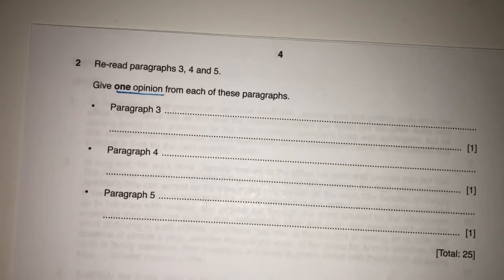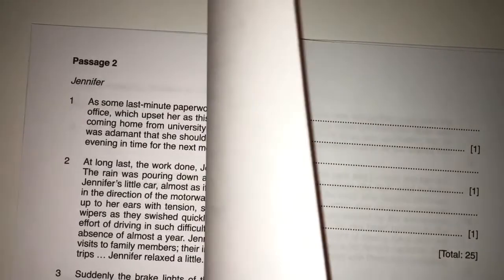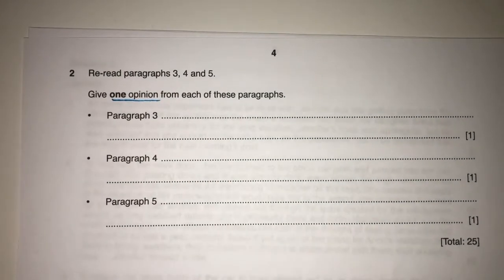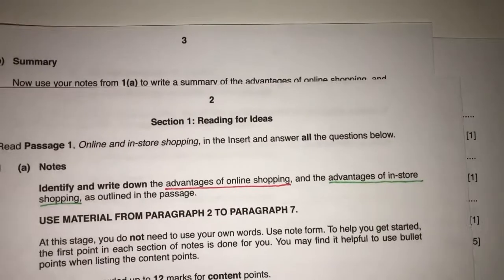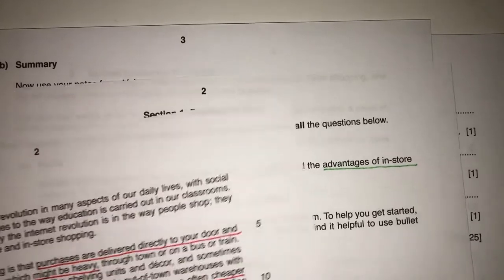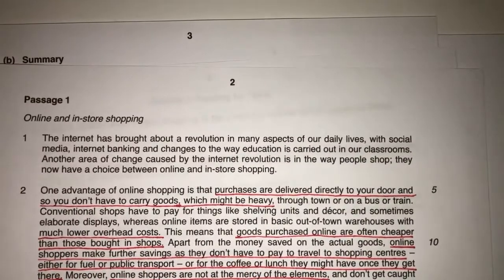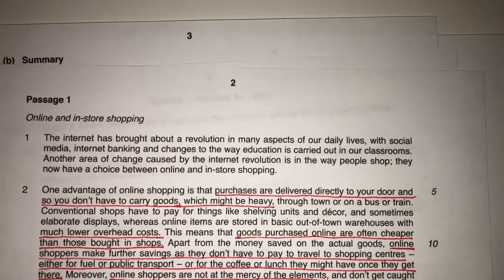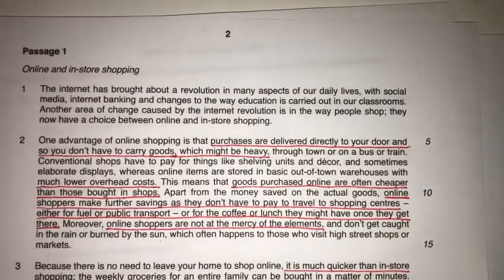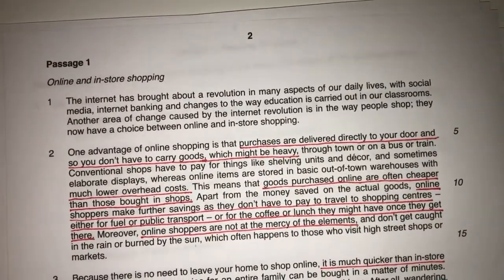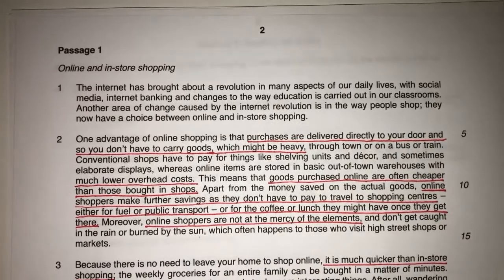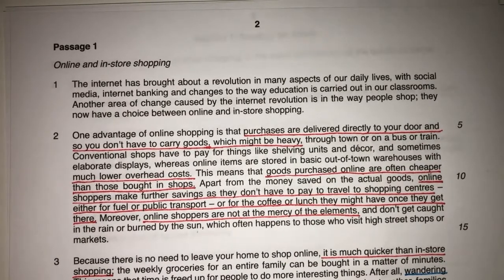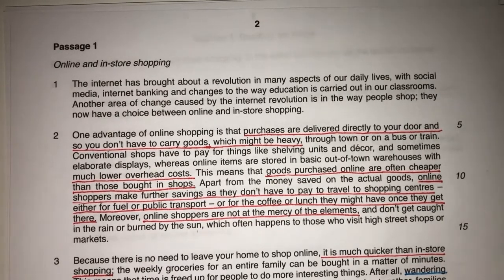Those are the only two questions that are related to passage 1. So I would stop here, and what I would do is go back to my passage and start reading. Before you start reading, it depends. I've done a few of these Paper 2s, so I know how the format is. It's all in my head.